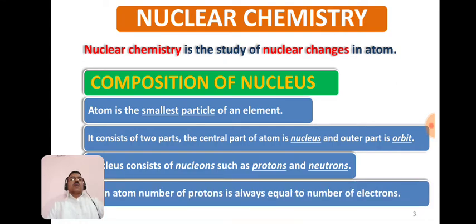The atomic number of the atom of an element is nothing but the number of protons present in the nucleus, or it is also equal to the number of electrons revolving around the nucleus. So in an atom, the number of protons is always equal to the number of electrons.